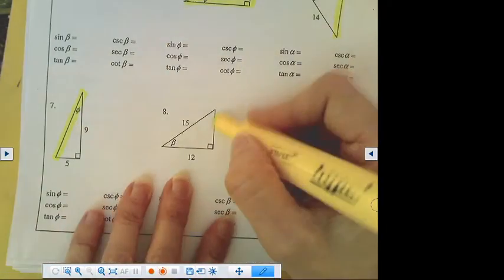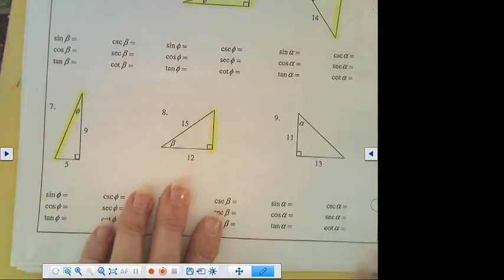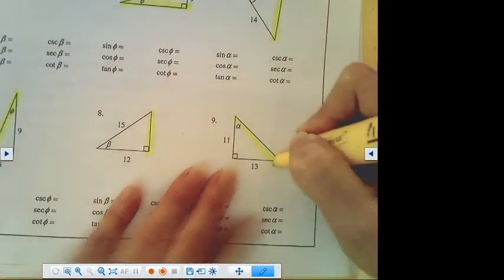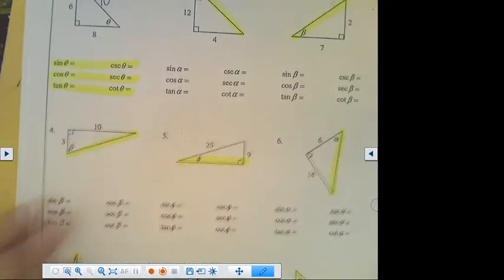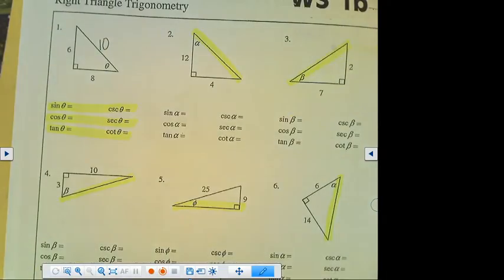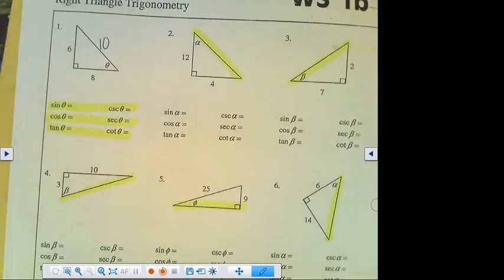Notice right here, guys, this is going to probably be the middle leg again. Then over here, hypotenuse. So we do have a missing leg, which means that you're going to have to find the missing leg before you can find your ratios. All right, so let's go ahead and do number 2.